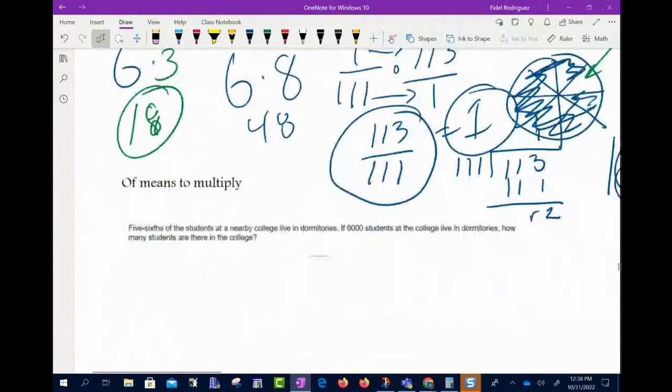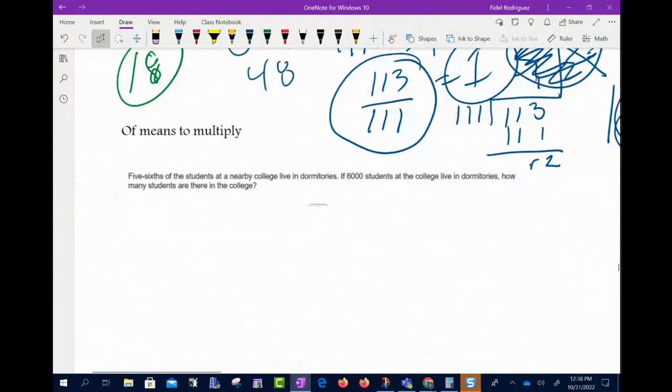Okay, so the next part, it says "of." What does "of" mean to do? Of means to multiply. These next few problems that we're going to do are definitely more in the junior high range. This is definitely more in the 6th to 8th grade level, right?